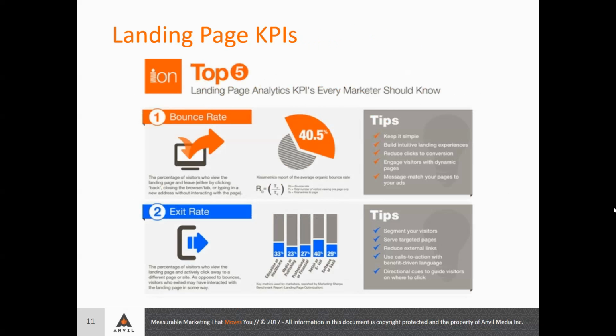Next, we're going to just look at some quick landing page KPIs, key performance indicators. The first being bounce rate, and bounce rate is the percentage of visitors who view the landing page and then leave either by clicking back to the previous page, closing the browser completely, or typing in a new address, all without interacting with the page. Next is the exit rate, and that's the percentage of visitors who view the landing page and actively click away to a different page or site. As opposed to bounces, visitors who exited may have interacted with the landing page in some way.